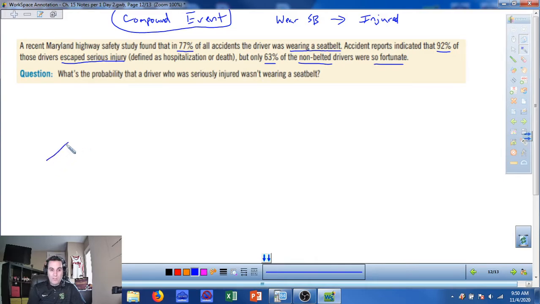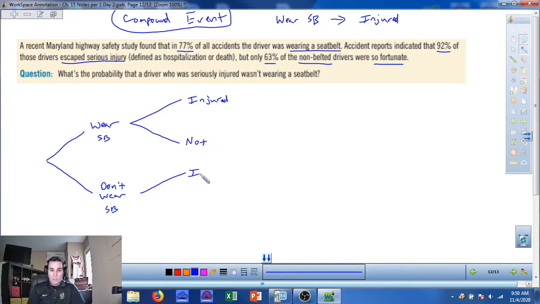So on my tree diagram, my first branch would be whether I wear a seatbelt or I don't wear a seatbelt, right? That's the first level. And then the second level is whether I get seriously injured or not.